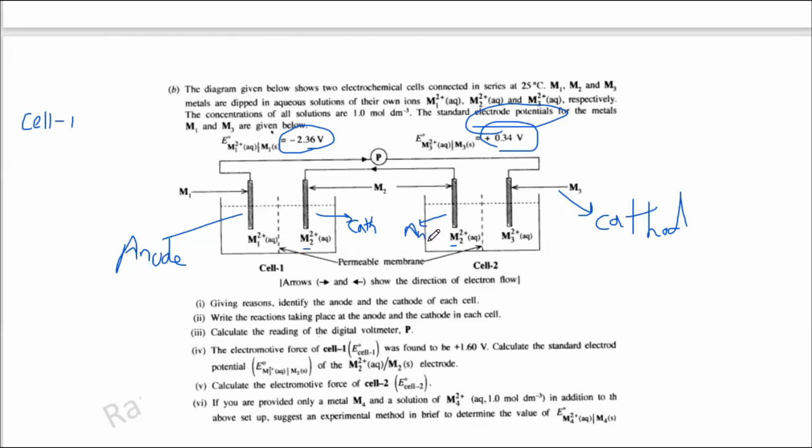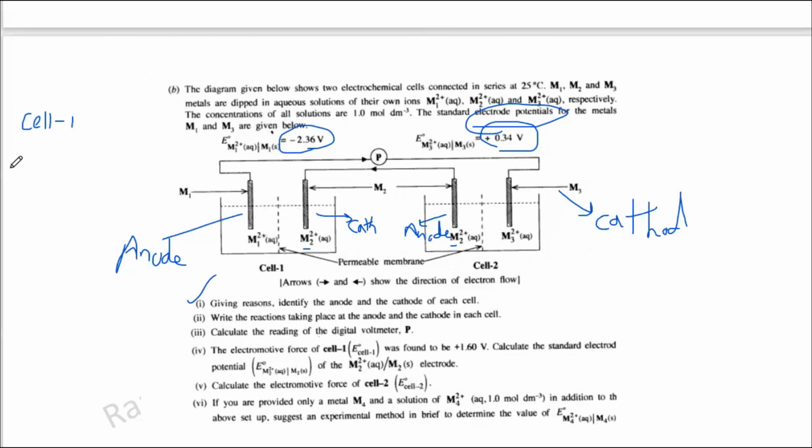So you don't have to worry much. You just need to write down the important points. What are the important points? You need to write down that the potential of M1 is more negative than M3. Therefore, in the overall cell, M1 is anode in cell 1, M3 is cathode in cell 2. Then you have to mention M2. So this is straightforward. Now, write the reactions taking place at the anode and cathode in each cell.